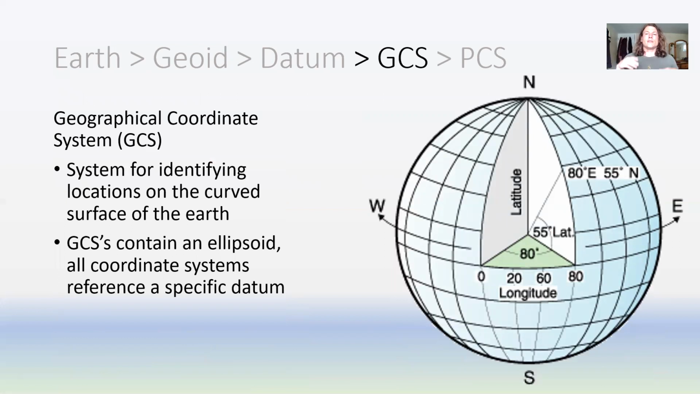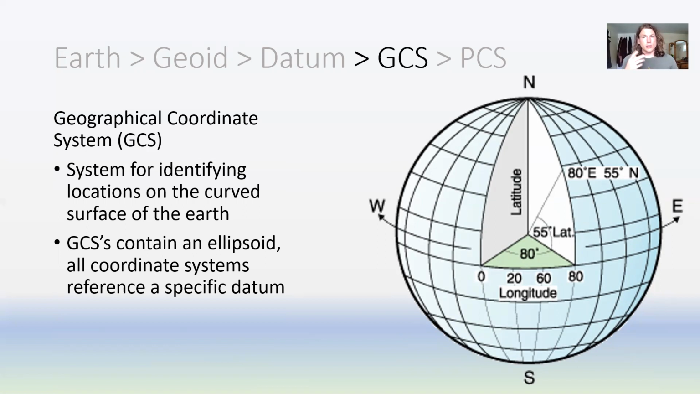And then once you've got a datum, that ellipse, fit to the Earth, you can represent locations on that datum using a geographic coordinate system. So the most common one is latitude and longitude. Essentially, you can think of geographic coordinate system and latitude and longitude being synonymous. So a geographic coordinate system is just a system for identifying locations on the surface of the Earth. All geographic coordinate systems contain an ellipsoid, and all coordinate systems reference a specific datum.